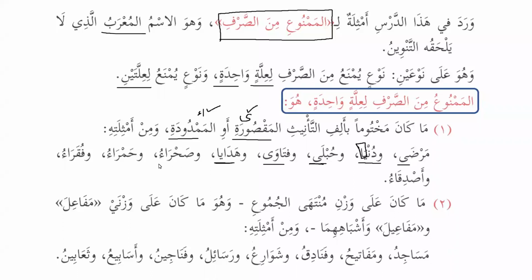Then we have sahra'u, that ends with alif mamduda. Hamra'u also ends with alif mamduda. Fuqara'u also ends with alif mamduda, and asdiqa'u also ends with alif mamduda. So the nouns that end with alif at-ta'nith al-maqsura or al-mamduda are mamnu min as-sarf li'illatin wahidatin, for one reason, and the reason is they end with alif maqsura, or alif mamduda, or alif al-layyina. Number 2, ma kana ala wazni muntaha al-jumu'.